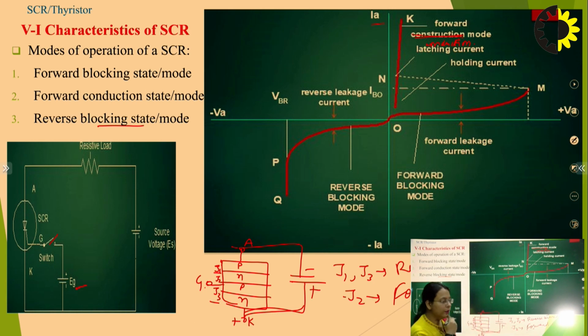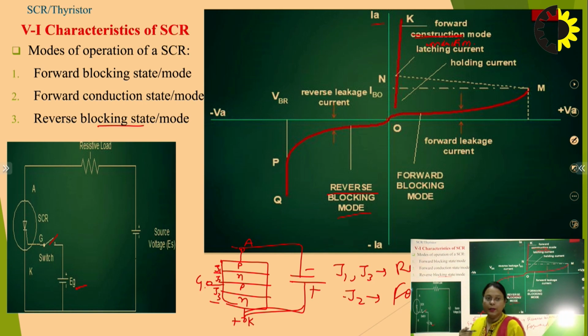So it will block the anode current. You can see only a very small leakage current, called the reverse leakage current, will flow in the circuit through the 4 layers of the SCR. This is represented here. So the SCR will be in the off state in this mode. This is the reverse blocking mode, and the SCR is considered to be in the off state, with a very small reverse leakage current flowing.